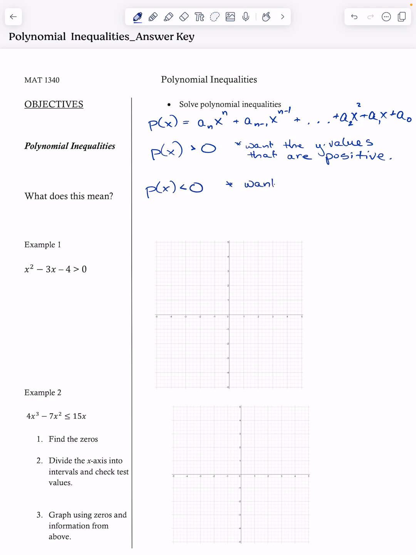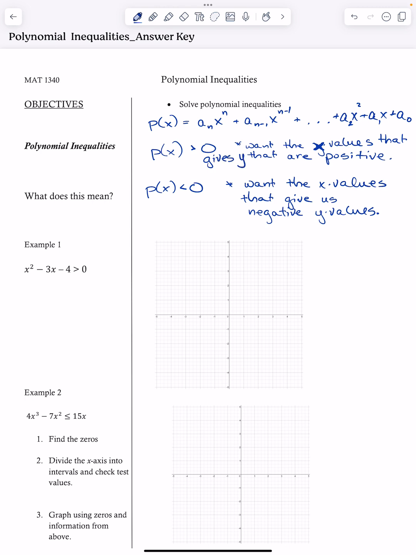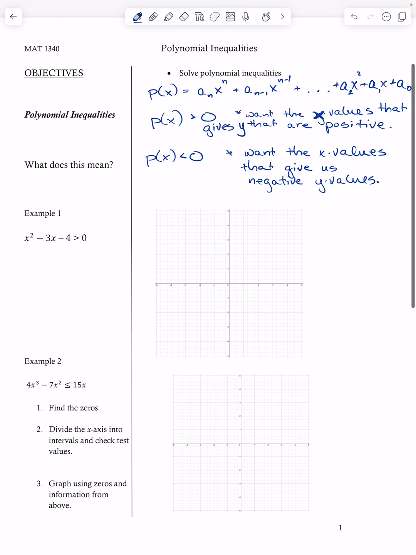So I'm going to clean this up a little. We want the x values that give us negative y values. So let's refix this. Want the x values up here that give y that are positive. Sometimes you got to say it out loud to realize that you want to do it differently.